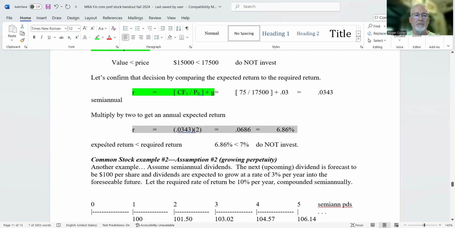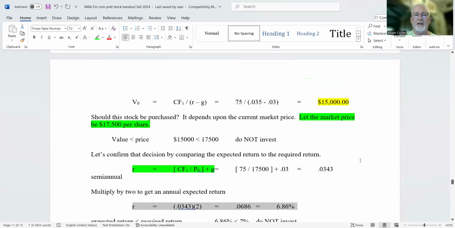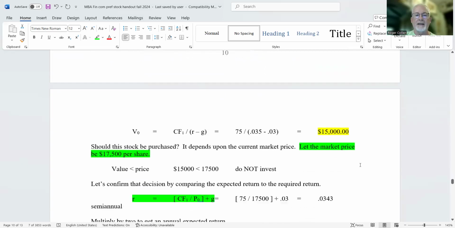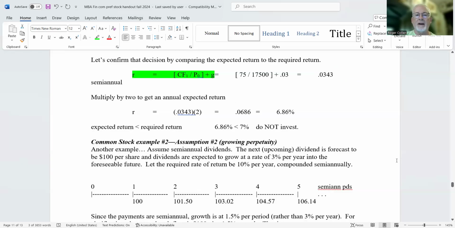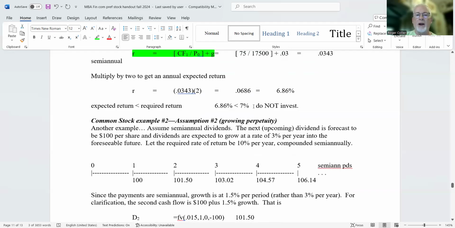Expected return is less than our required return. Not very much, I'll grant you, but still less. That 6.86 is less than our 7. Do not invest. We compared value to price, and it said no. We compared expected return to required return. It also said no.